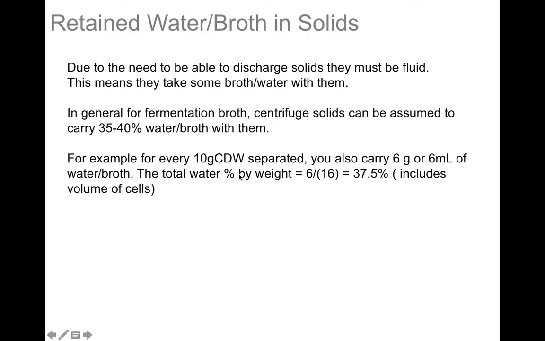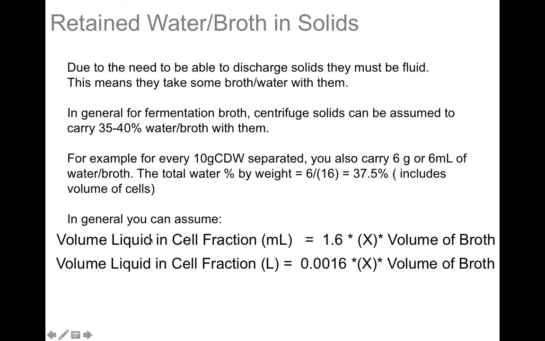So for example, for every 10 grams of dry cell weight separated, you also carry 6 grams or 6 mils of water, so that the total water percent by weight would be 6 divided by 16, which equals about 37% or 40%. And this includes the volume of the cells, right? So in general, you can assume that the volume of liquid in the cell fraction is equal to 1.6 times the biomass concentration times the volume of broth, and this would be in milliliters. The volume of the liquid in the cell fraction in liters would be equal to 0.0016 times the biomass concentration times the volume of broth. These are pretty easy calculations.